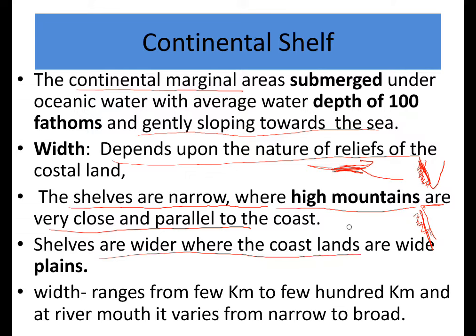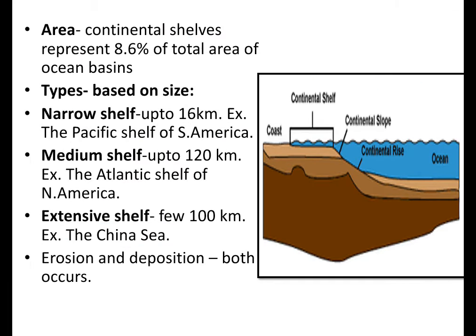Suppose in India, if we take, here it's a plains region, it's Eastern Ghats. So here the coastal plains are there. That's why here the continental shelves are little broader, and the width ranges from few kilometers to few hundred kilometers, and at river mouth it ranges from narrow to a broad continental shelves.